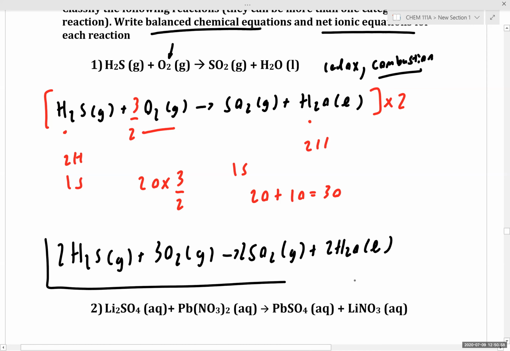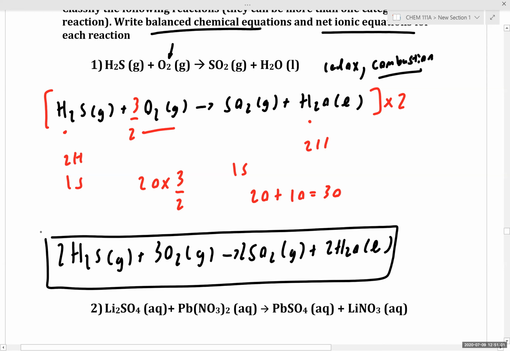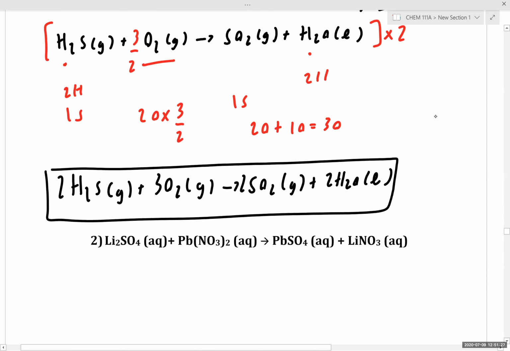Perfect. So here's our balanced chemical equation, and this is a combustion reaction. Note, we don't have to necessarily write out an ionic equation because the molecular and ionic equations are the same in this case. Any questions? So let's do another example.